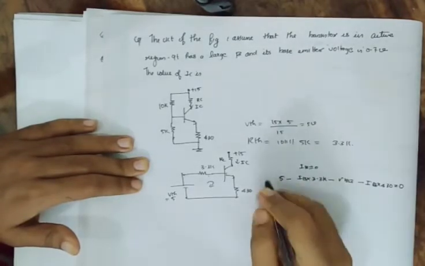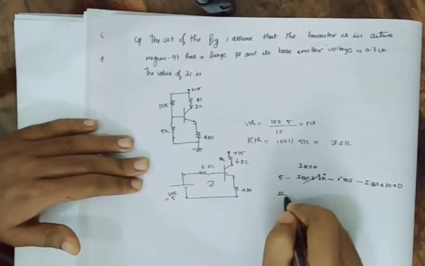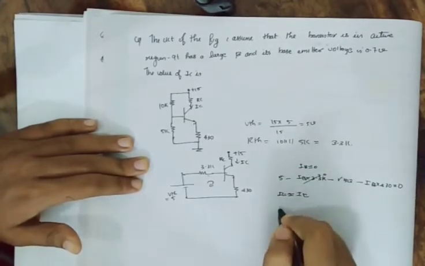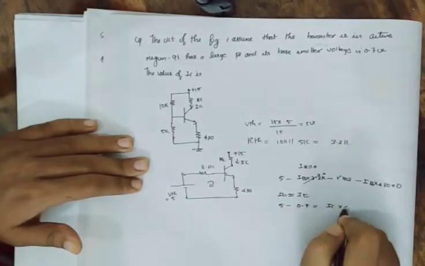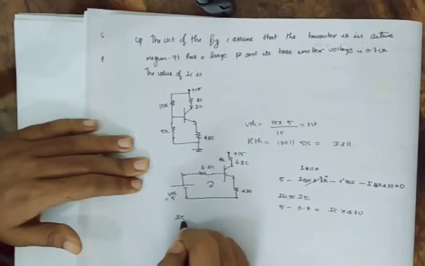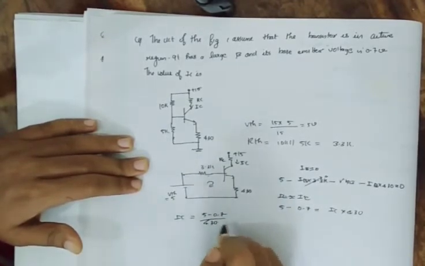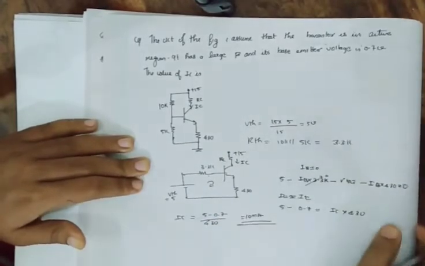IE into 430 equal to 0, and IE is approximately equal to IC. That is equal to 5 minus 0.7 equal to IC into 430, and IC equal to 5 minus 0.7 divided by 430, which is equal to 10 milliampere. Okay, that is the answer.